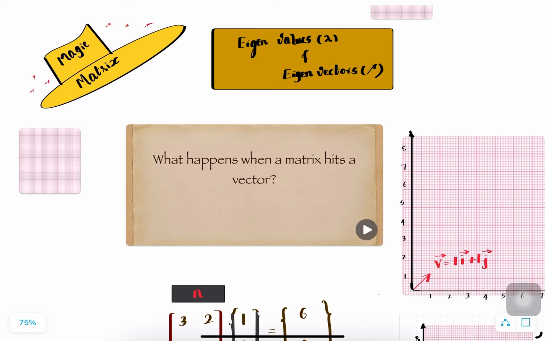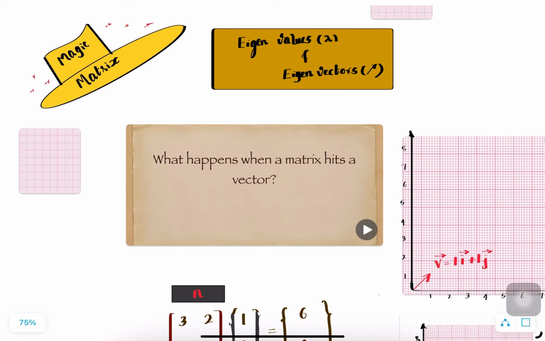Today's topic is magic matrix. I'm just using the word magic matrix, but conventionally the topic is eigenvalues and eigenvectors. So if you're looking for the word magic matrix in a textbook, you're not going to find it, but it's a very cool concept, so I would love to use the word magic matrix. But nothing magical about it. Everything is going to be mathematical and logical, but the concept is really, really cool.